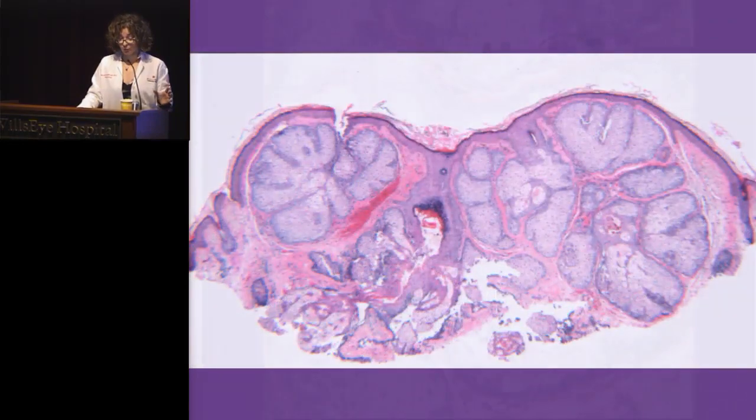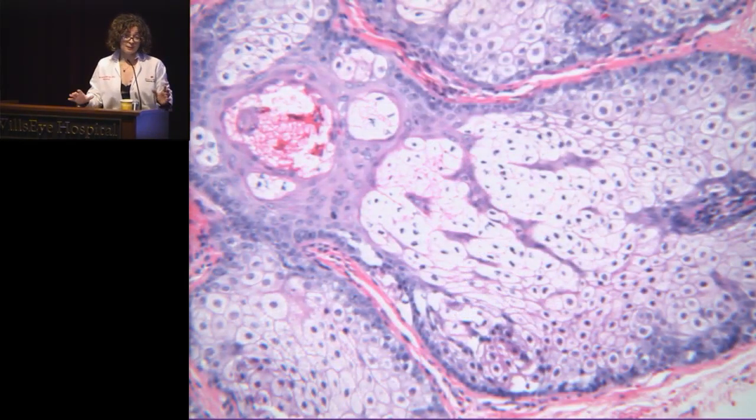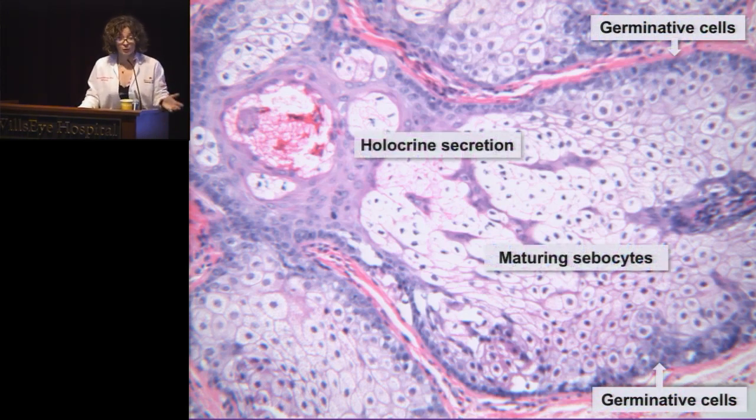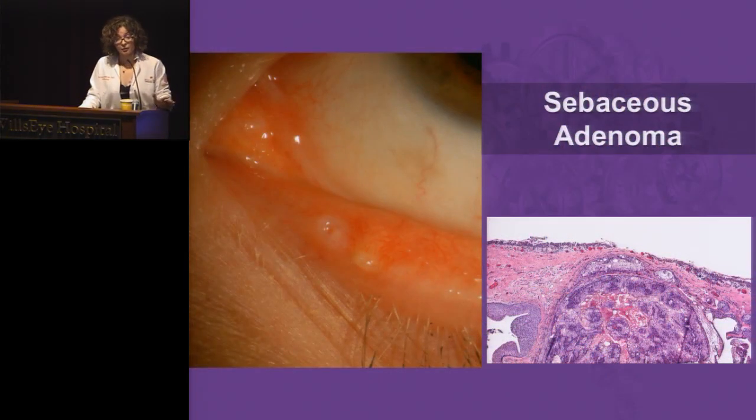And when you look closely, you can see that other than increase in size and increase in number, they look just like normal sebaceous glands, with germinative cells in the periphery maturing predictably into sebocytes, which ultimately shed into the duct in a holocrine secretion pattern. And mitotic figures are only limited to the germinative cells. Completely normal.